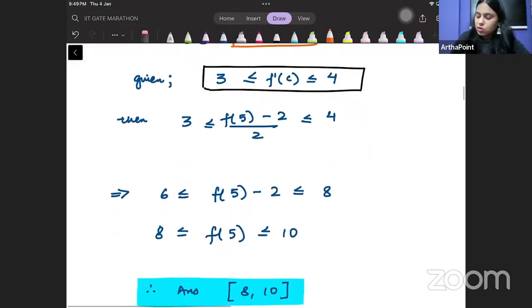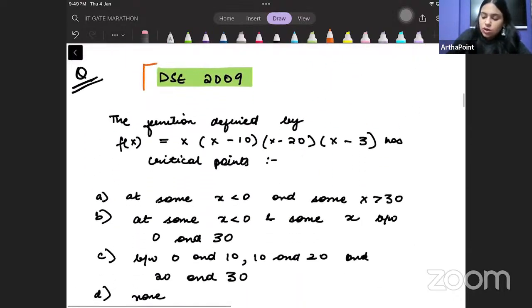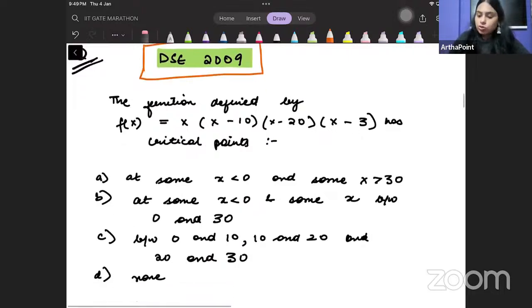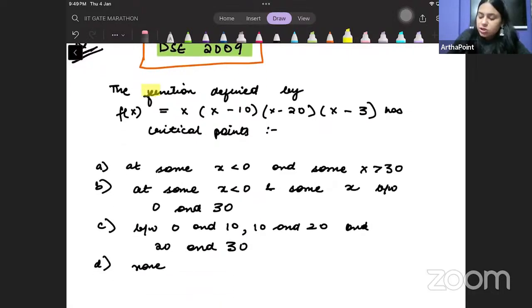Okay, beta. Look at the next question. This is DSE 2009. Padho question ko, beta. It says you have a function and this function is defined with this.